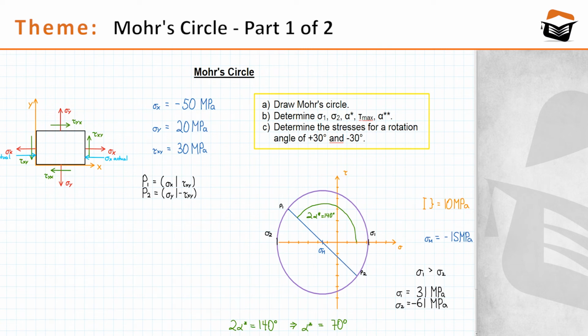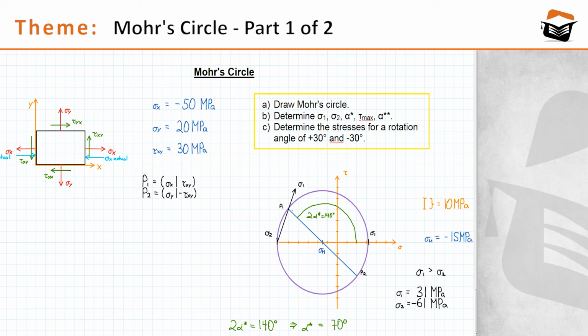Now, the only missing information that we need to find is the direction of sigma 1 and sigma 2. Here, it is the case that the angle alpha star refers to the direction of sigma 1 relative to the sigma axis. You could also draw the direction of sigma 1 by connecting sigma 2 with the point P1. Yes, if you want to find the direction of sigma 1, you need to look at the opposite side and connect sigma 2 with P1. Let me show you. So that's the direction of sigma 1, which is obtained by connecting sigma 2 with P1.